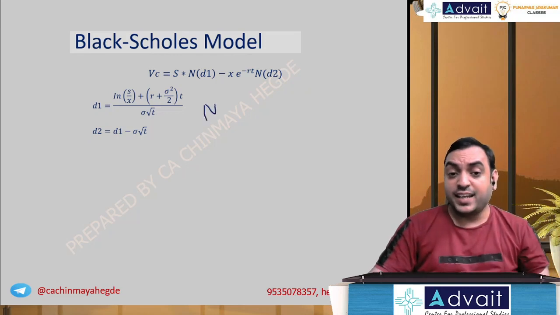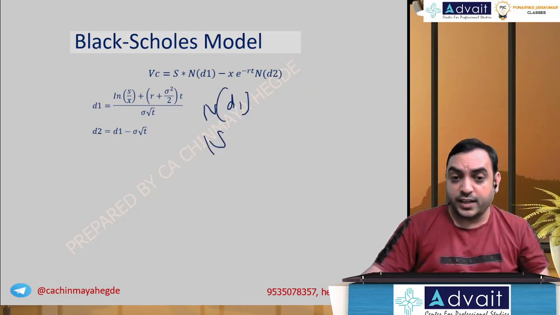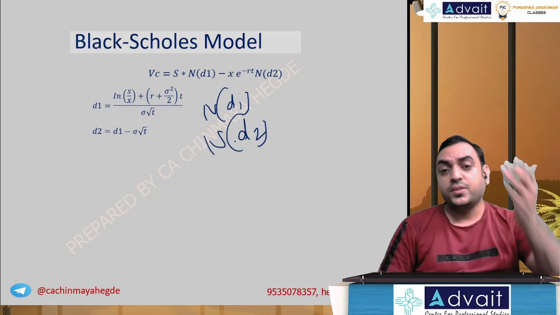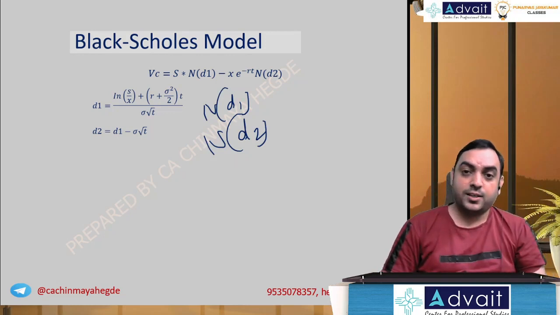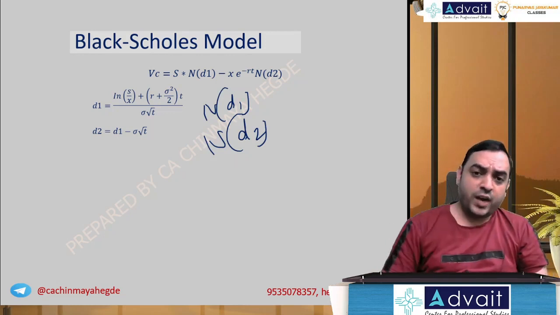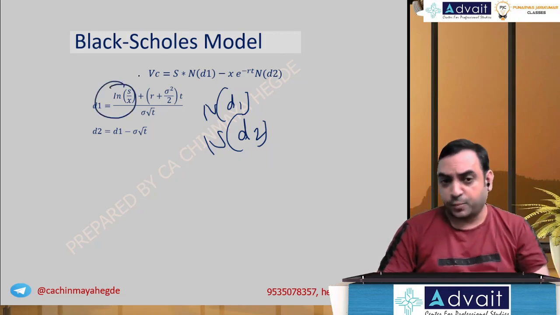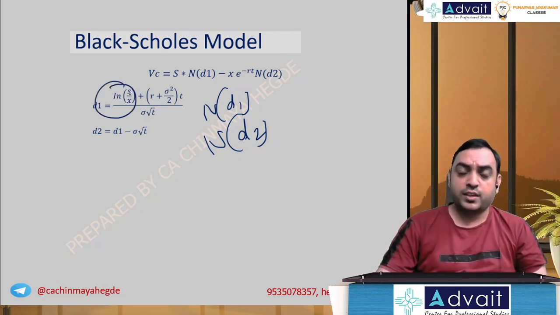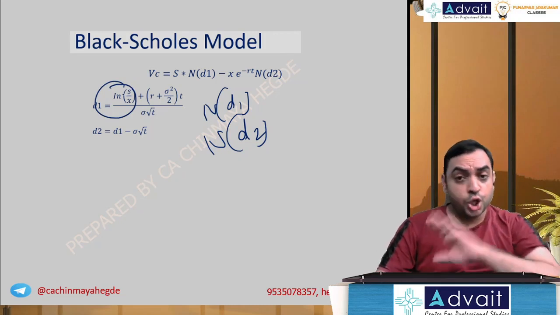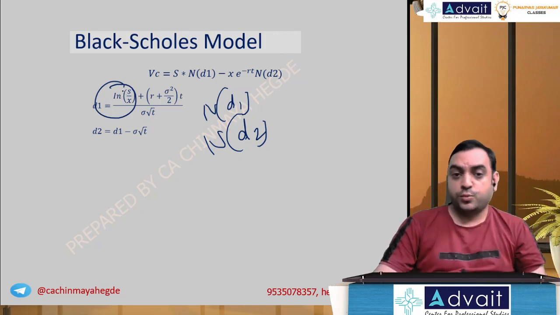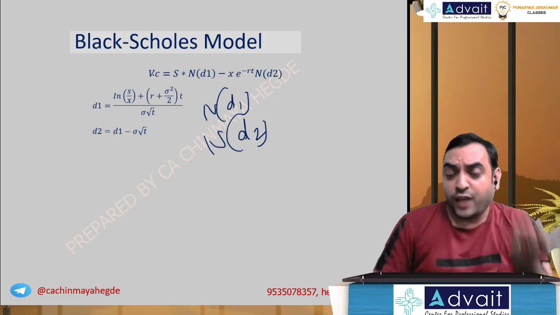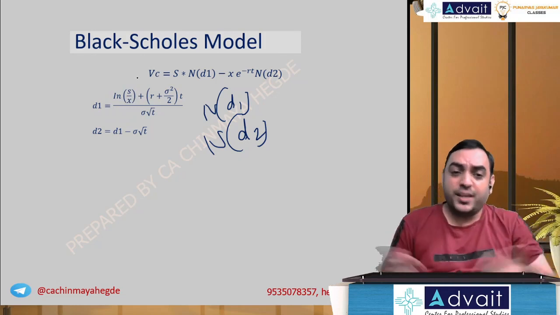And where do you get N(D1)? And where do you get N(D2)? That you get from the normal curve table. Usually the D1, D2 values will be given in the problem. Natural logarithm values also will be given in the problem. So you don't have to worry about carrying any log tables or normal distribution table with you. So we have the value of call, and for the value of put, you don't have to worry.